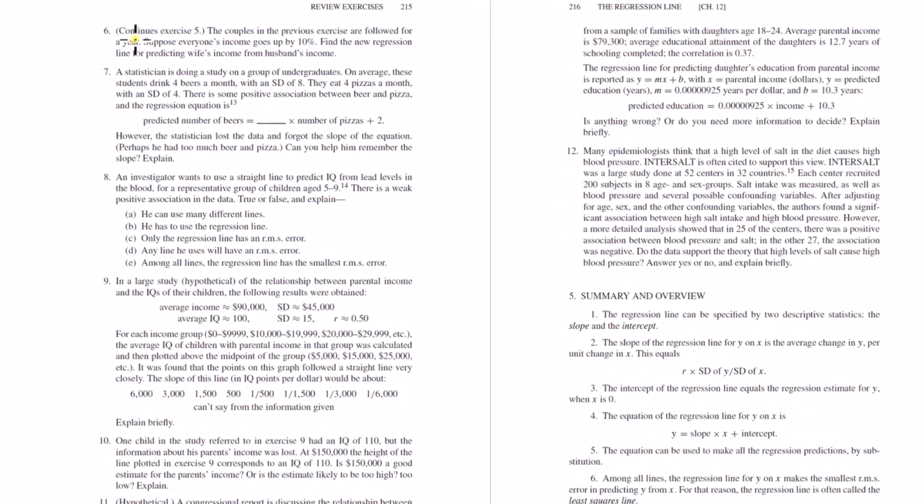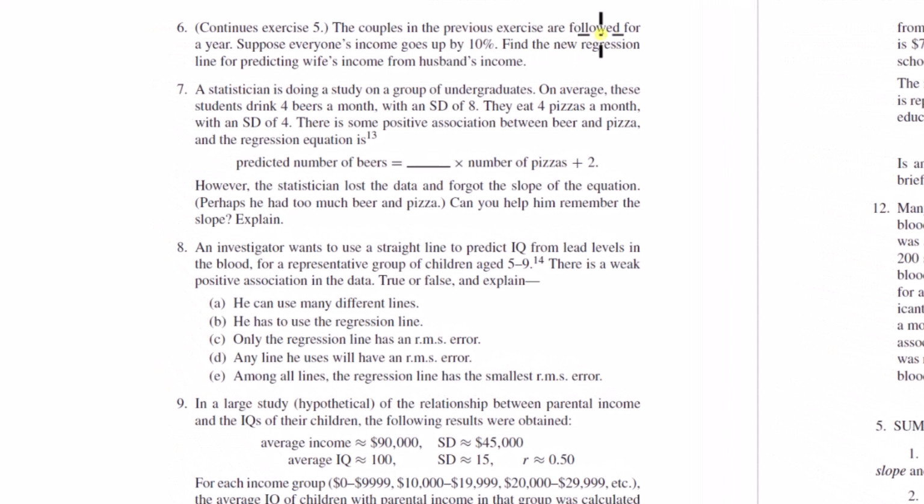Okay, continuing with the same problem from the previous exercise. The couples in the previous exercise are followed for a year. Suppose everyone's income goes up by 10%. Find the new regression line for predicting wife's income from husband's income. So what they're going for here is that we've got the husband's incomes on the left, wife's incomes on the right. That's the x and the y variables.